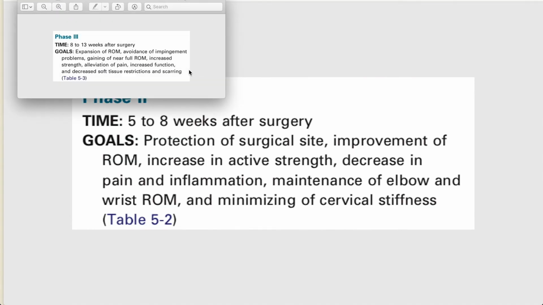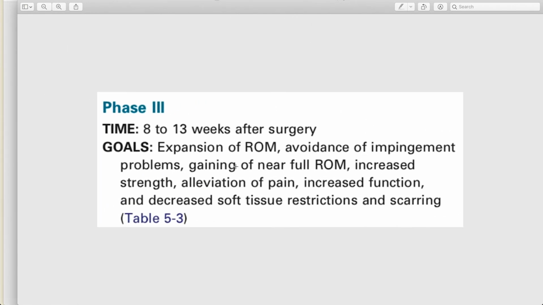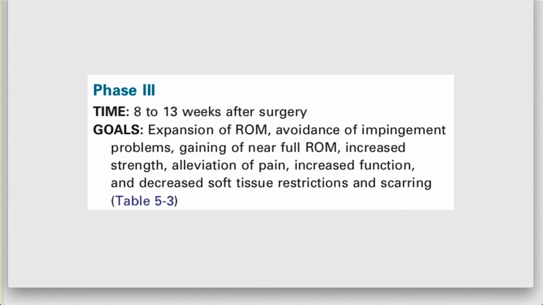Next, we will move on to week 8 to 13, or in other words, the next 1 month. You need to expand the range of motion of the patient and avoid any impingement problems. Full flexion and also adduction or too much internal rotation will indeed impinge the tendons that you have just repaired. So remember to always avoid those positions in the early phases of healing.